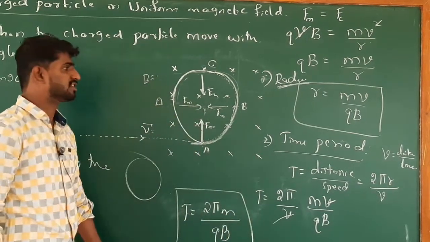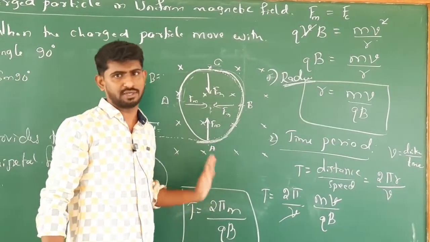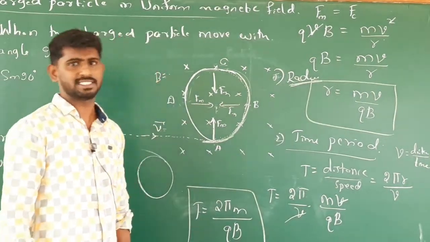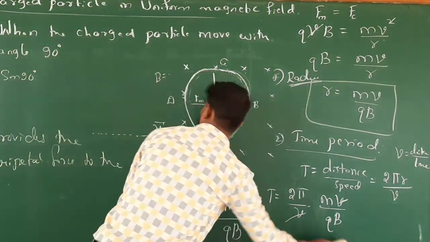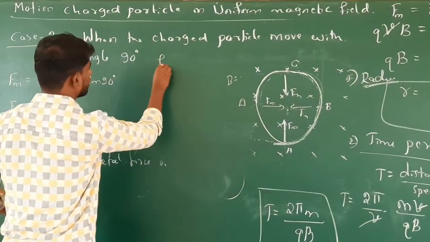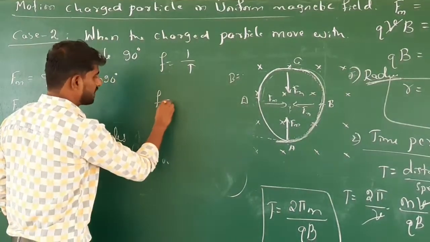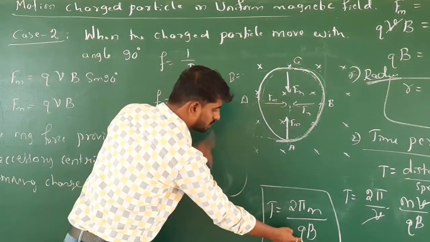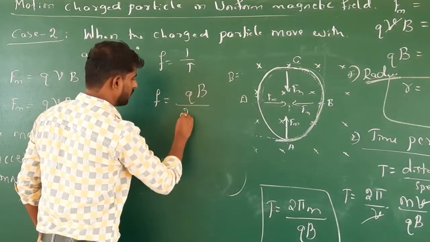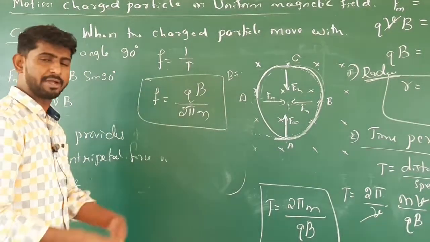So this is the time period of that charged particle in that uniform magnetic field. If you know the time period, it is very easy to calculate the frequency. How to calculate the frequency? There's a simple formula. f is equal to 1 by T, the reciprocal of the time period. So f is equal to 2πm by qB, so f is the reciprocal: qB divided by 2πm. This is the frequency.